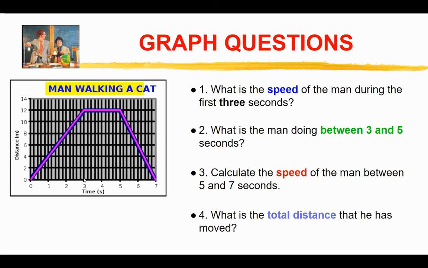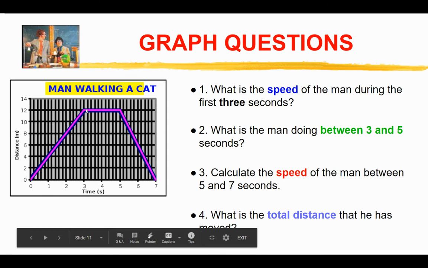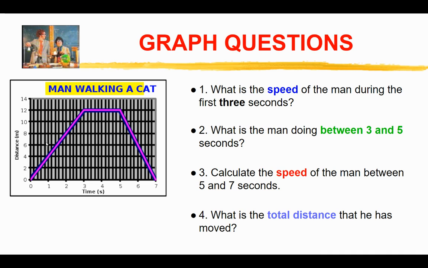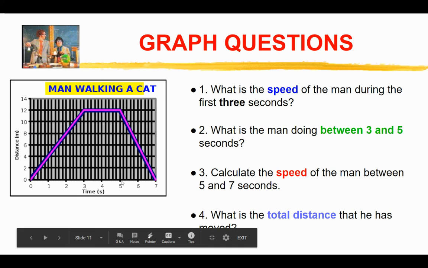2, 3. That's 12 meters, but 3 seconds. The first 3 seconds is 12 divided by 3, which is 4 meters per second. What's the man doing between 3 and 5?